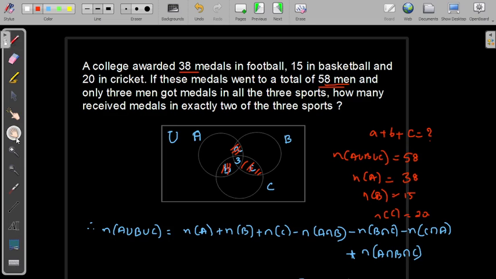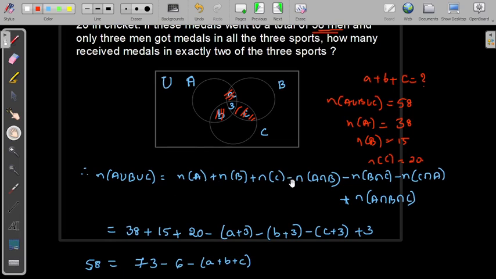So let us make use of the formula. So now I am writing the formula here. This is the formula. So make the substitutions. 38 plus 15 plus 20 minus N of A intersection B. So look here. A intersection B means this complete region. This full region is A intersection B. So I can't just take A. It is A plus 3. Similarly, B intersection C means this full region, so it is C plus B plus here C plus 3. Then A intersection C will be B plus 3. Just interchange, but the values will remain the same. Plus N of A intersection B intersection C will be equal to 3.